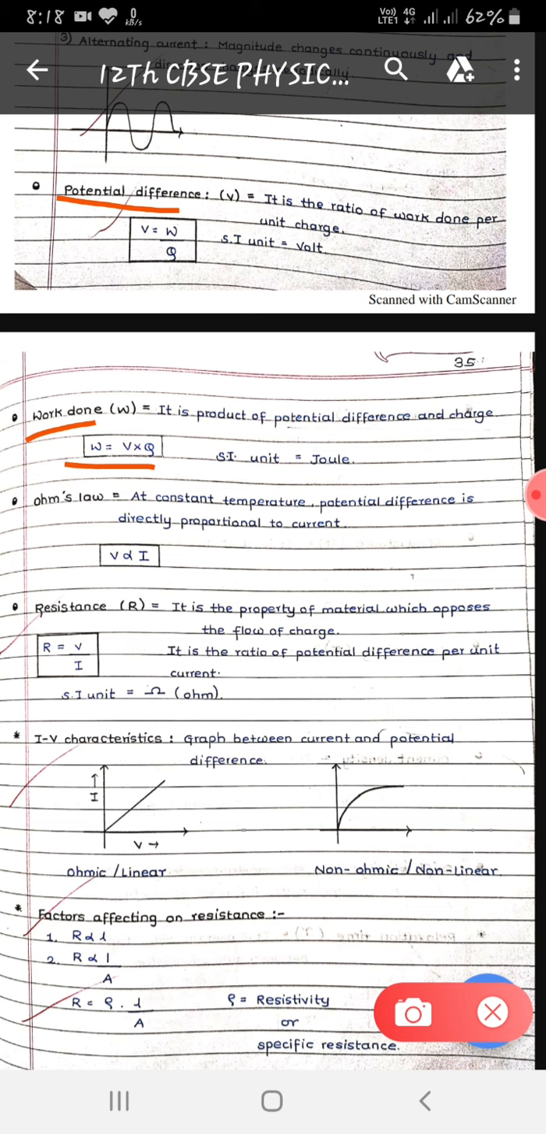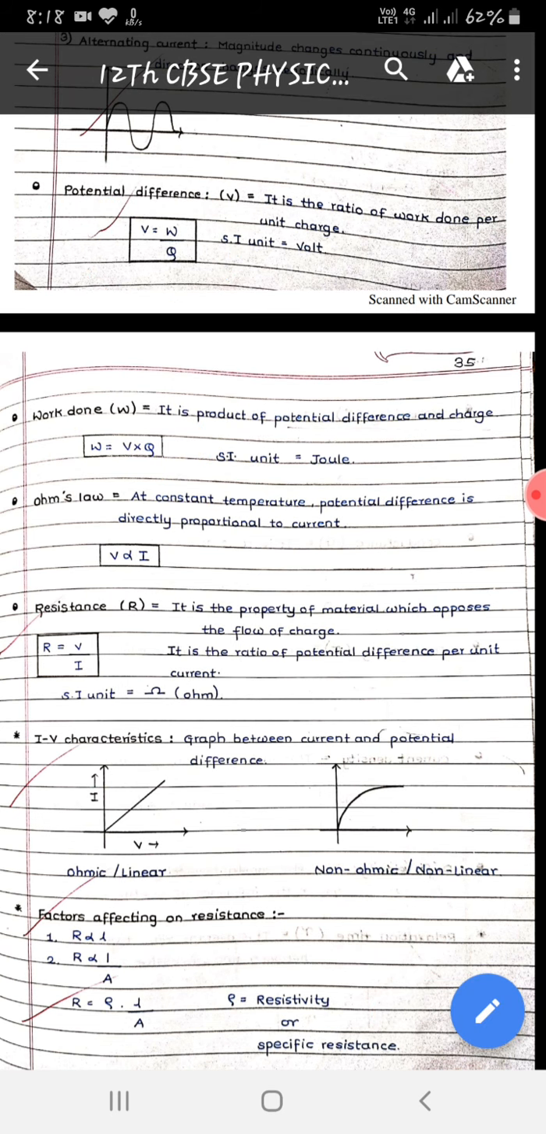Isn't it? And from this definition only we can frame the definition of potential difference, because work done is nothing but the product of potential difference and charge. So if you prepare the formula for V, then V will be W upon Q, that is work done upon charge. In this way we can explain both the definitions.